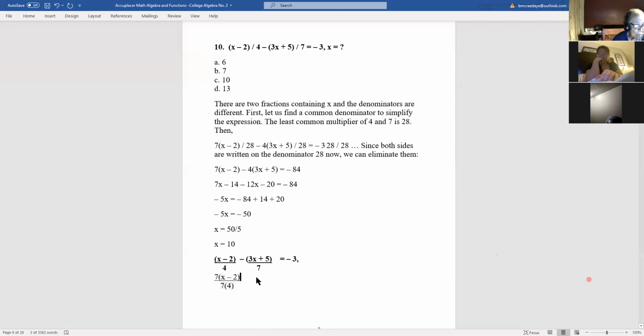Okay, now I put my minus, and this is going to be 4 times 3x plus 5. And the bottom number is going to be 4 times 7.